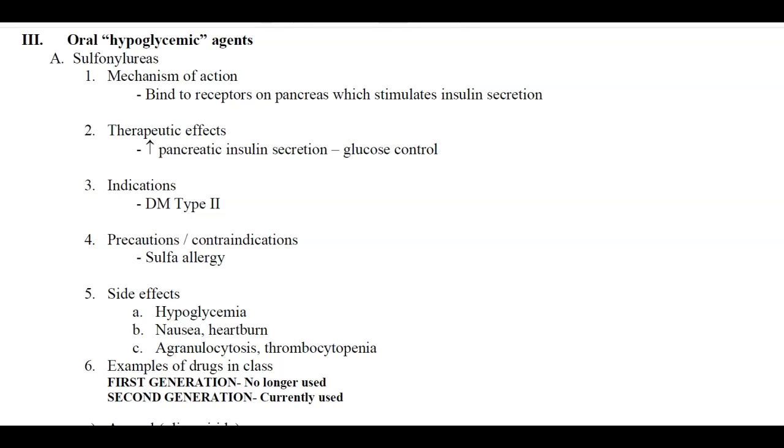Side effects include hypoglycemia, nausea, heartburn, agranulocytosis, and thrombocytopenia. Agranulocytosis is dangerously low WBC, so specifically neutrophils. Thrombocytopenia, on the other hand, is low platelet levels.